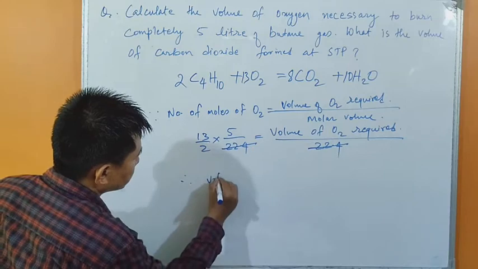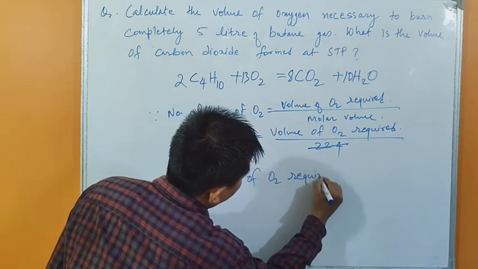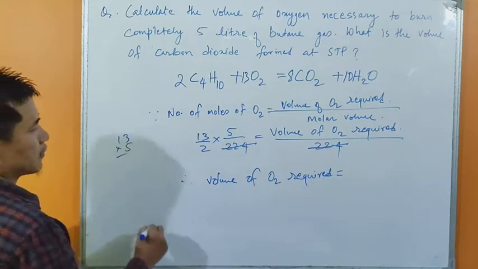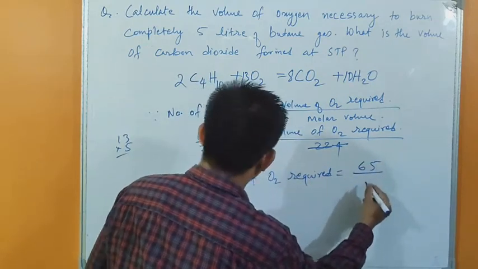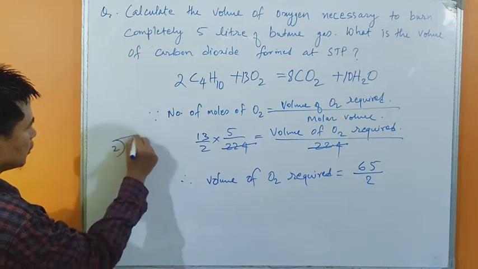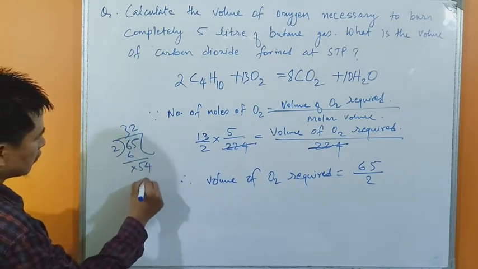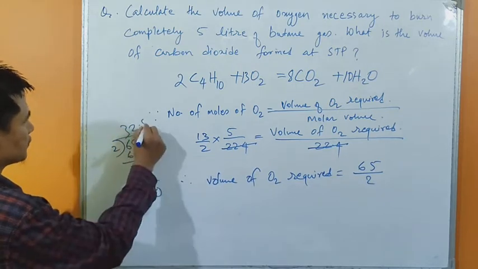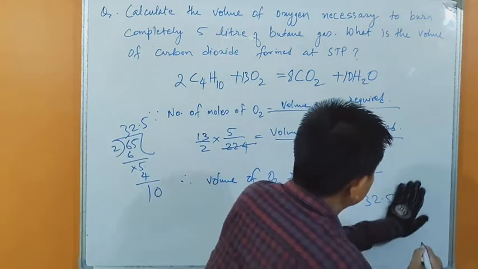Therefore, volume of O2 required equals 13 into 5. 5 3s are 15, 5 1s are 5 plus 1 is 6. 65 upon 2. 65 over 2 means 2 3s are 6, 5 comes down, 2 2s are 4, put 1 decimal here to find the tail, 32.5 liters.